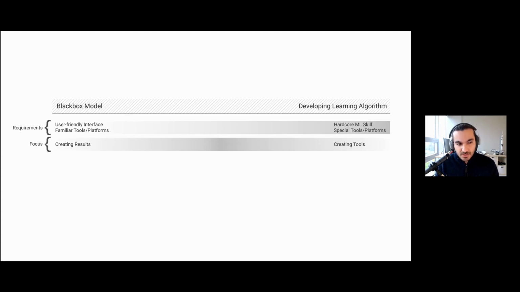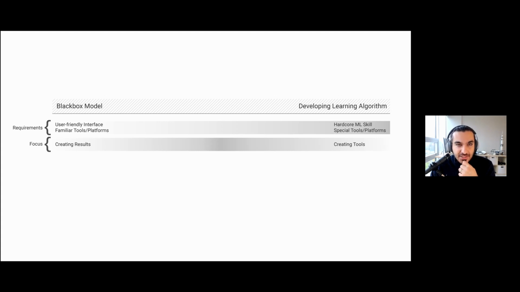But as you go a little bit more towards developing learning algorithms, you're going to get more and more engaged with the tool making rather than making results and outputs. So this is a trade-off. If you want to make more custom-made tools with a higher level of control over them, you are going to be a little bit more engaged with something that's not directly your creative purpose.